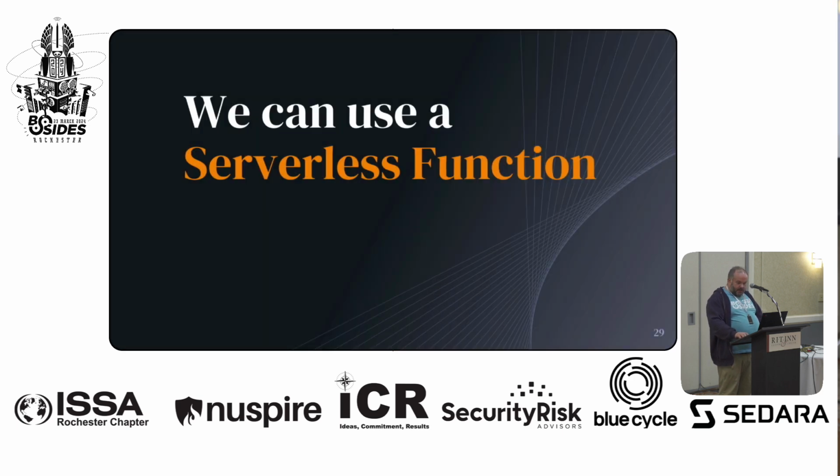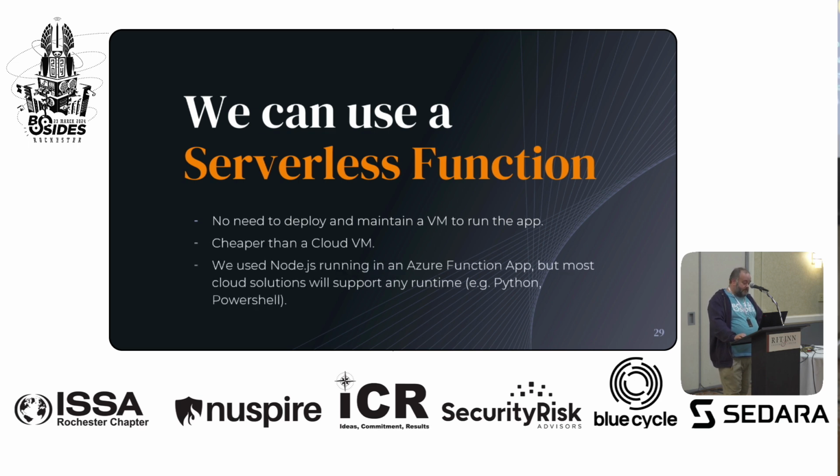So we can use a serverless function for this. The advantage here is we don't need to deploy and maintain a VM to run the app. It just runs as a function in the cloud. It's cheaper than a cloud VM. In our case, we used Node.js running in an Azure function app. But this would work as an AWS Lambda function or Google Cloud Functions, and it can be supported really by any runtime, whether you're using Python or PowerShell. Node.js is just what made sense for our group.